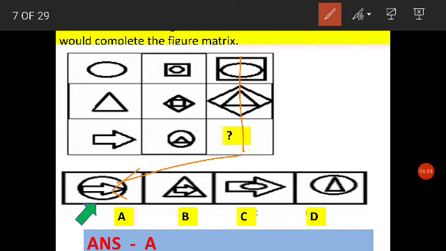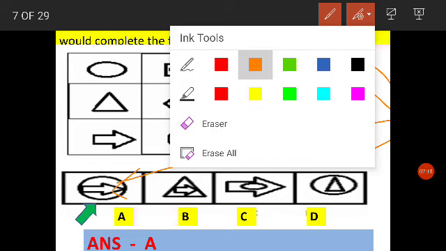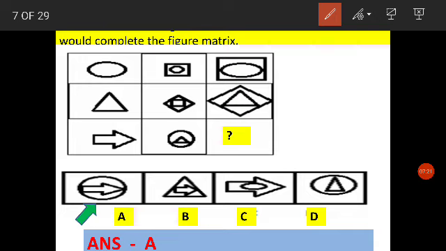And then if you see the analogy, generally the second figure is actually enlarged, but here if you enlarge the second figure you get a triangle, a circle with a triangle. And what the probable answer is, is that we need an arrow inside something, and the most probable answer is this circle. So answer A is the correct answer.